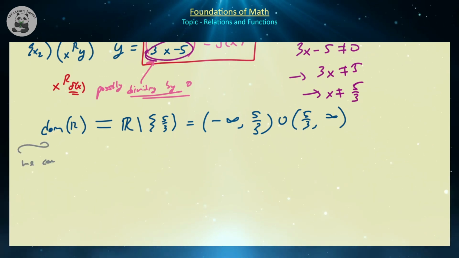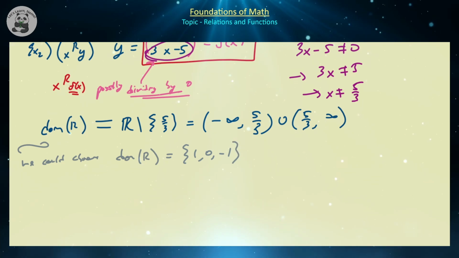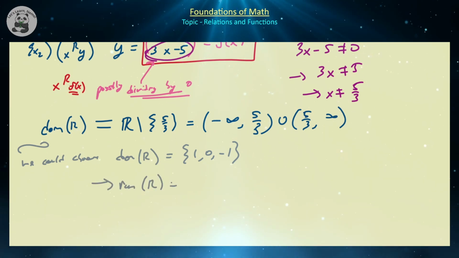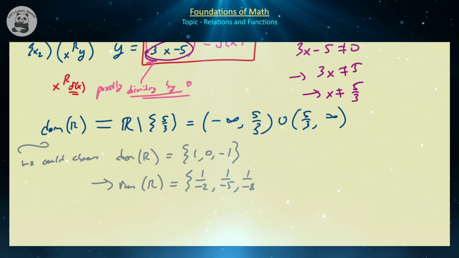So we could choose the domain of this relation R to be equal to, for example, 1, 0, and minus 1. And obviously, none of those elements are equal to 5/3, so we're not going to be getting any issues. But if this is our domain, we should be able to easily see what the range is going to be. If we plug in 1, we're going to have 1 divided by 3 minus 5, which is minus 2. So that's 1 divided by minus 2. If you plug in 0, we're going to have 1 over minus 5. And if you plug in negative 1, you're going to have 1 over minus 8.